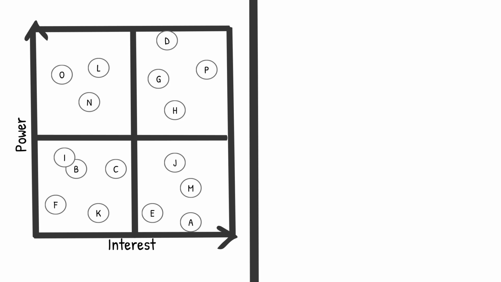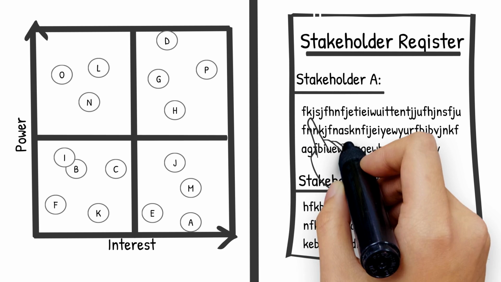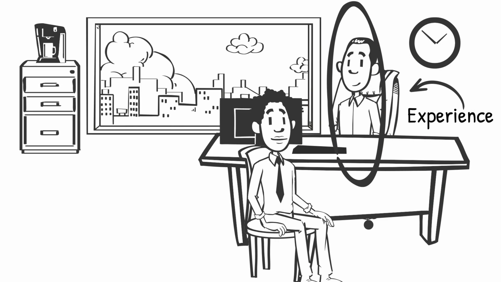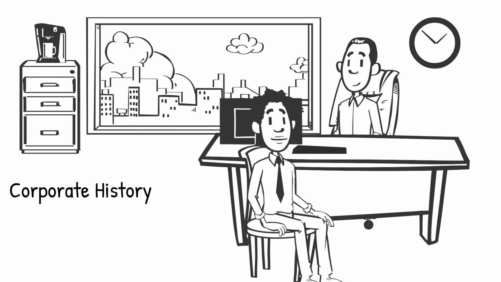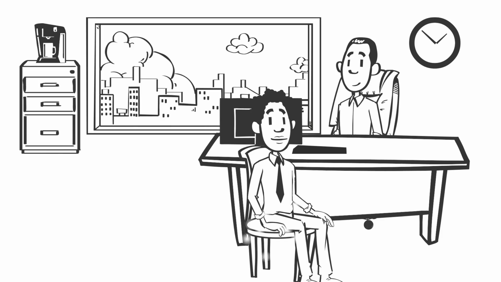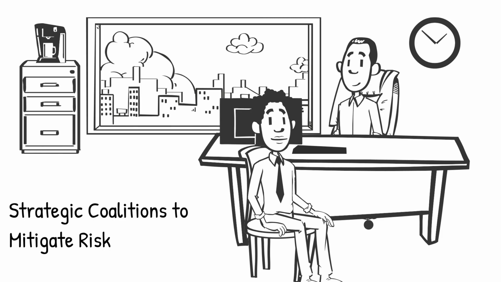Working methodically, they analyzed and classified everyone, placing them on the classification grid and defining a perceived level of engagement. John made sure to record the detailed information on the register. Moving through the list, John quickly realized how valuable the sponsor's experience was. He understood how the corporate history and individual stakeholder personalities played into the situation, and he was able to identify opportunities to build strategic coalitions to mitigate risk.